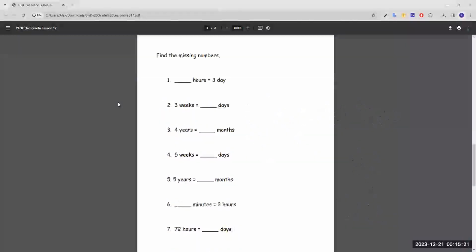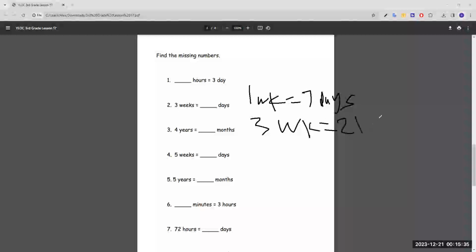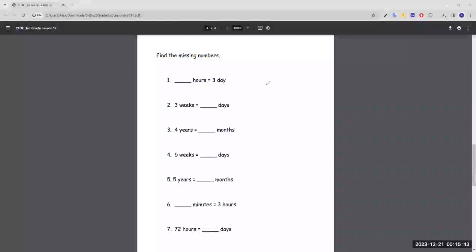Number 2, 3 weeks equals blank days. 1 week is 7 days, and we're looking for 3 weeks. So just multiply 7 by 3, and that'll get us 21 days for number 2. Number 3, 4 years equals blank months. 1 year is equal to 12 months, and the problem is asking for 4 years, so we just multiply 12 by 4. That'll get us 48 months. So that's the answer to number 3.